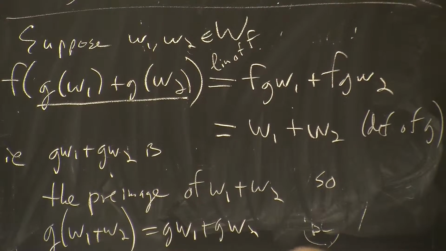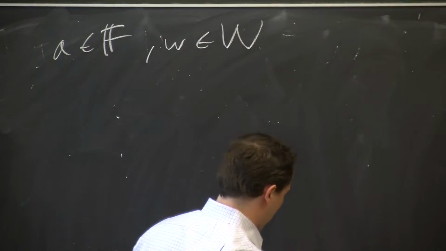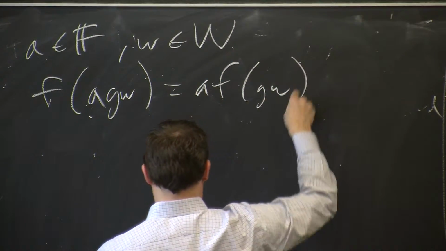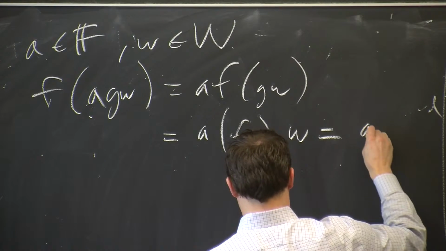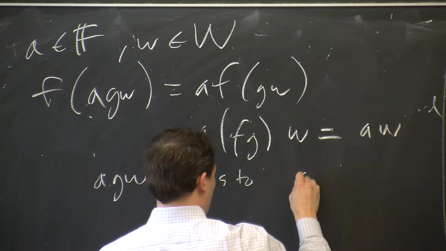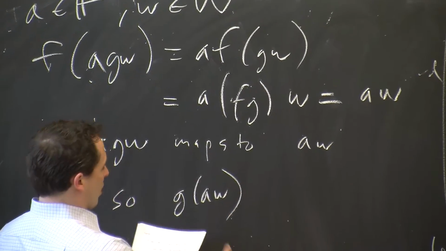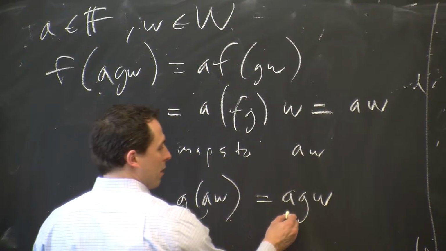And then we do something similar for scalar multiplication. So suppose I have a in F, and I have W in big W. I can think about F of a G W equals a F of G W, which equals a F G of W, which, because that's the identity, is a W. And that tells me that a G W is mapped to a W by F. And so it must be, by definition of G, that G of a W is its preimage, a G W. And that tells me that, as I wanted, I can move scalar multiplication around.